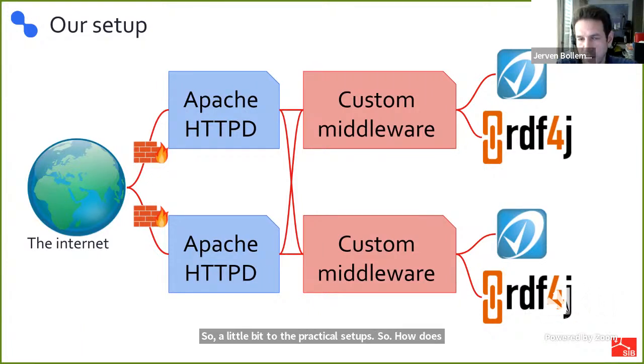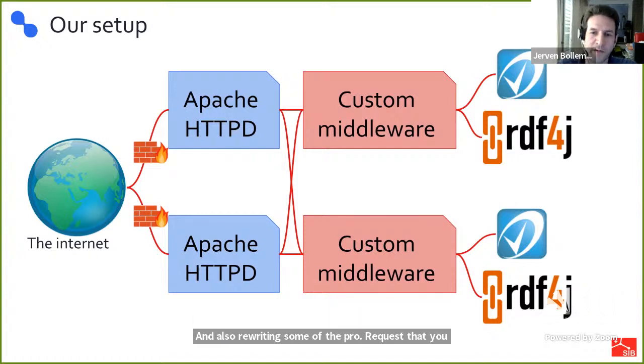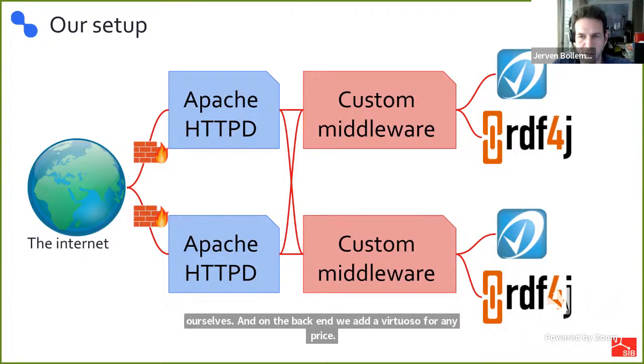How does this work? Well, for us, we have a very large graph database, but that's not enough. We don't just plop Virtuoso there and that's it. Like everybody else, we use a firewall to make sure that we can act on low-level threats. We use Apache HTTPD for basically load balancing and logging, and also rewriting some of the Perl requests that you might have. And the Perl request, I mean, is for our IRIs. If you do content negotiations, you do the HTTP 303 dance and you get the right results. We also have some custom middleware that we write ourselves. And on the back end, we use either Virtuoso for UniProt or RDF native for everything else.